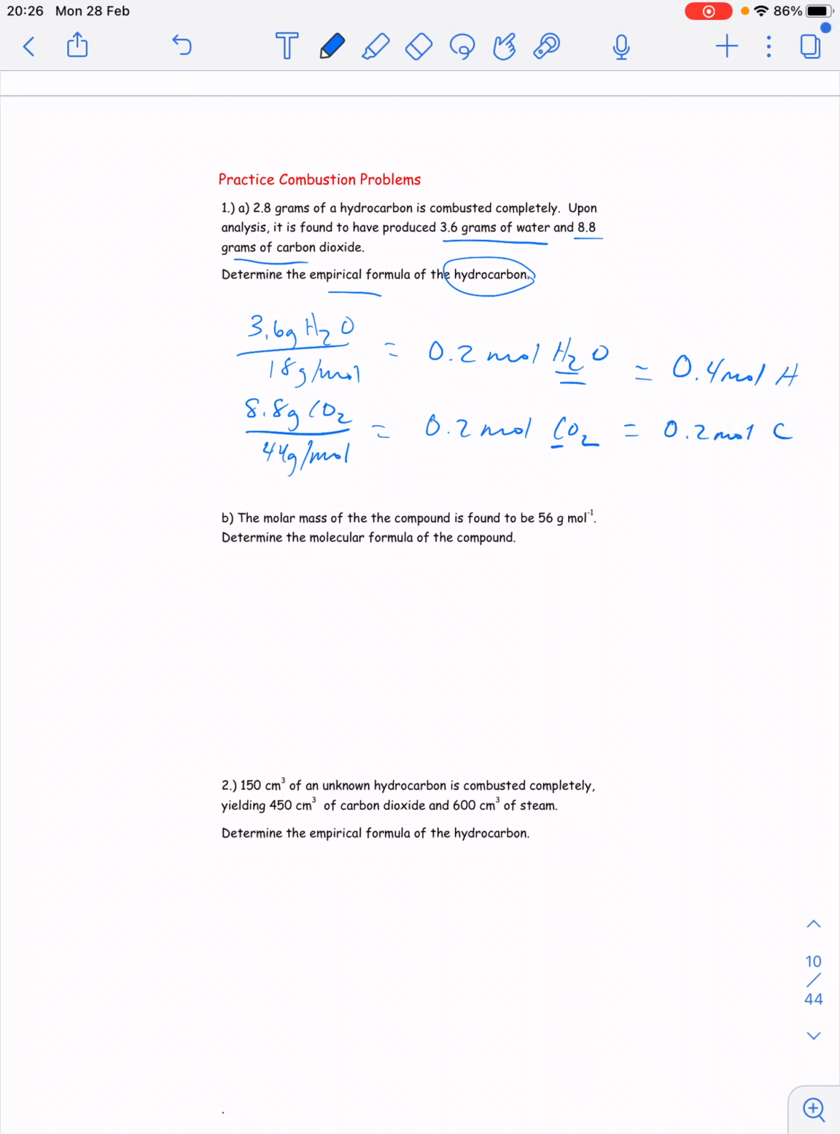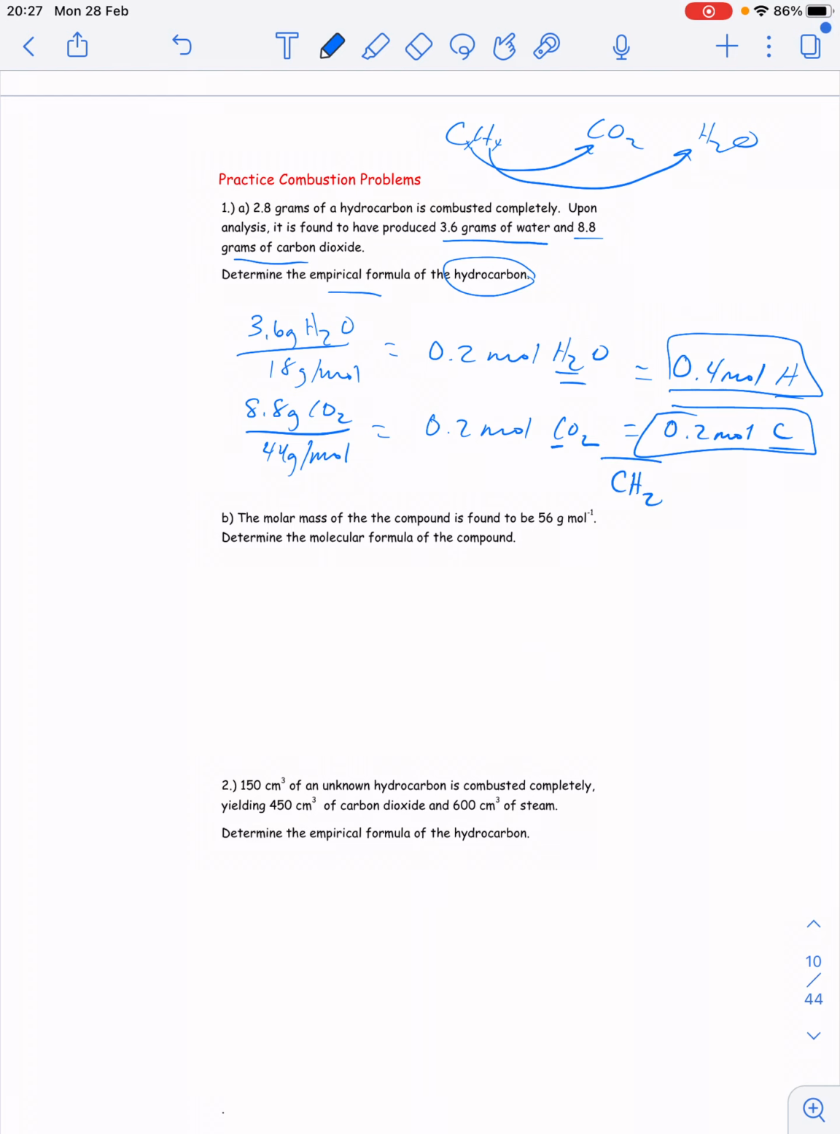And so from here, the carbon and the hydrogen, since we know from combustion that all of the carbon ends up in CO2 and all of the hydrogen in our fuel ends up in water, once we've used the water and the CO2 to get the moles of H and C, then we basically have the empirical formula. I can see that there's twice as much H here as there is carbon, and therefore the empirical formula is CH2.